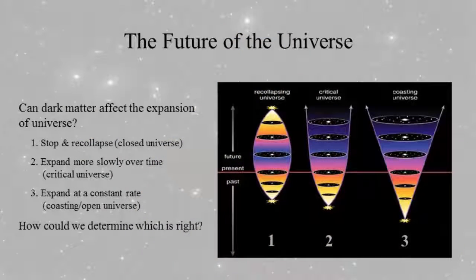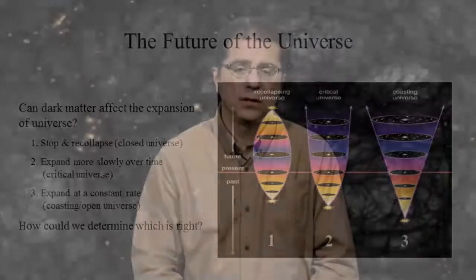On the other hand, we could have a scenario where the expansion would slow due to the gravity of dark matter, but it would continue to expand, perhaps at a slowing rate over long periods. And finally, there could be a scenario where we would have a certain amount of dark matter and normal matter, but it really wouldn't have much effect on the expansion. It would be a steady expansion. So as you look at these three models here, you can see the differences that are illustrated in these three cases.